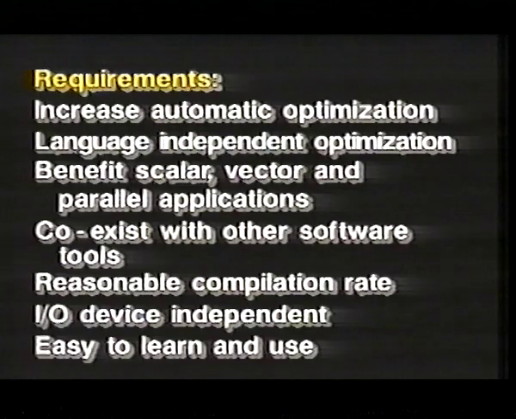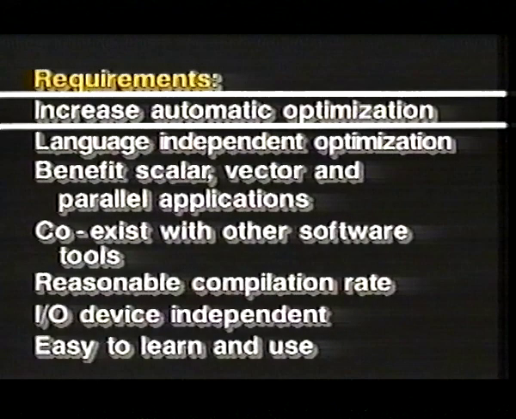The primary requirement was to increase automatic optimization. Convex has been successful because we have enabled our customers to increase the performance of their applications. We have found that most of our customers don't have the time or inclination to change their code to maximize performance. They want to tell the compiler to perform automatic optimization and to see significant performance improvements.